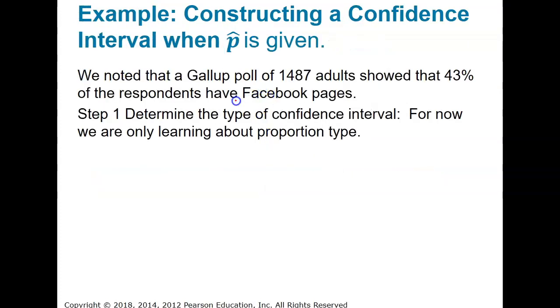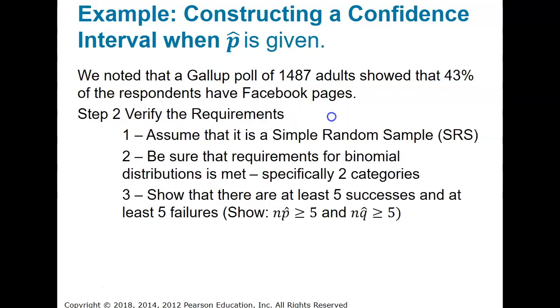Okay, so here's an example that I want us to start and go through. It says we noted that a Gallup poll of 1,487 adults showed that 43% of the respondents have Facebook pages. So we want to determine the type of confidence interval that we're going to be given. For now, at this point, we're only learning about the proportion type. That would always be our first step once we've learned additional types to work with.